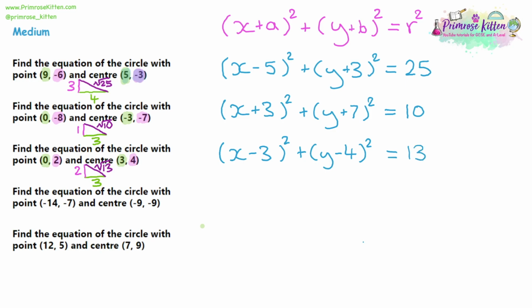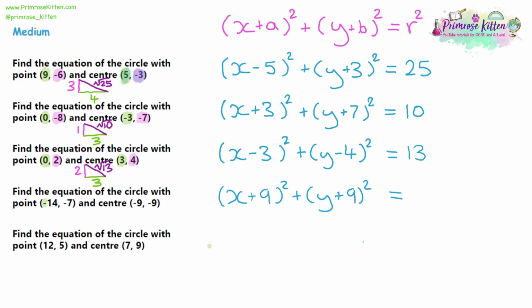So then question 4, step 1, write down the skeleton of the question. That's never going to change. Step 2, look at the centre. So we have -9, -9. We're going to write in +9, +9. And step 3, work out the radius.